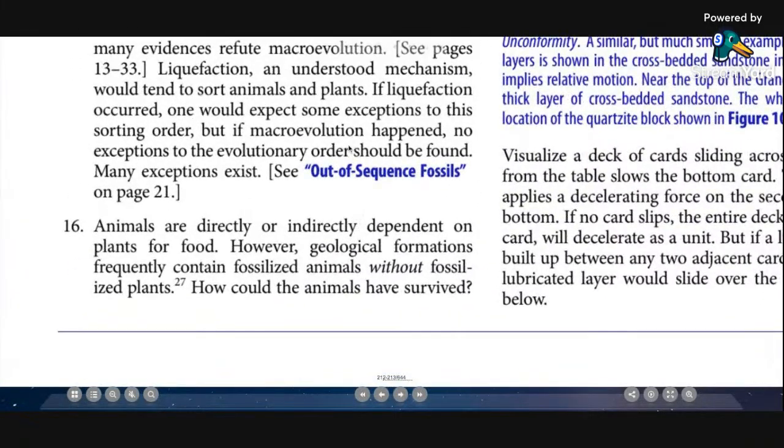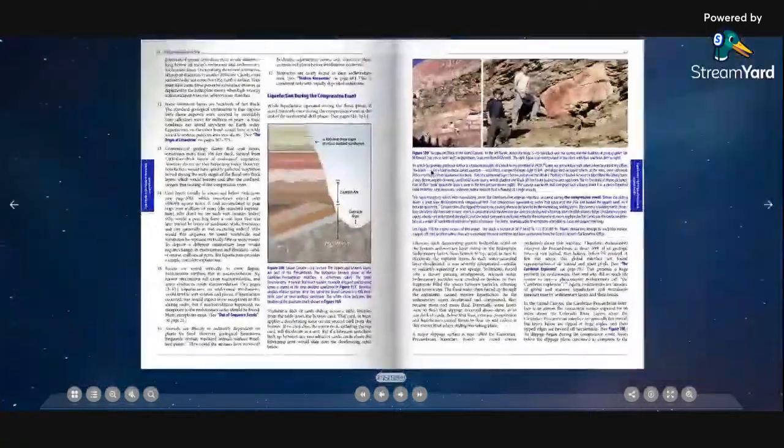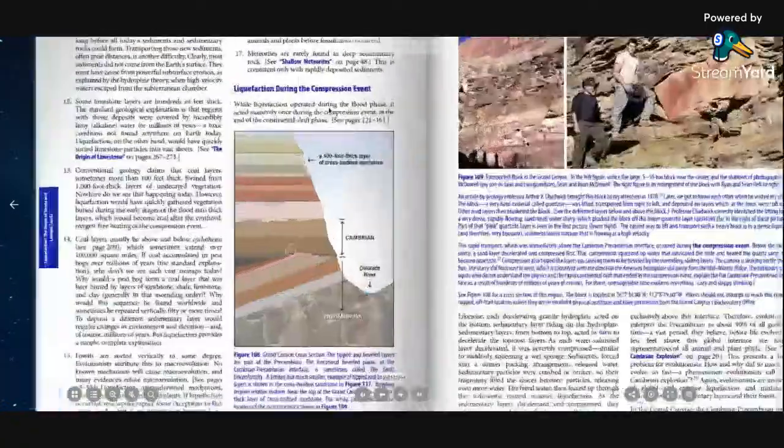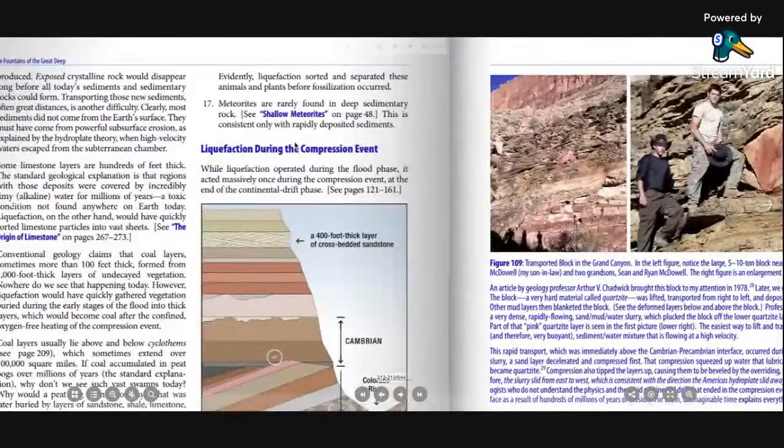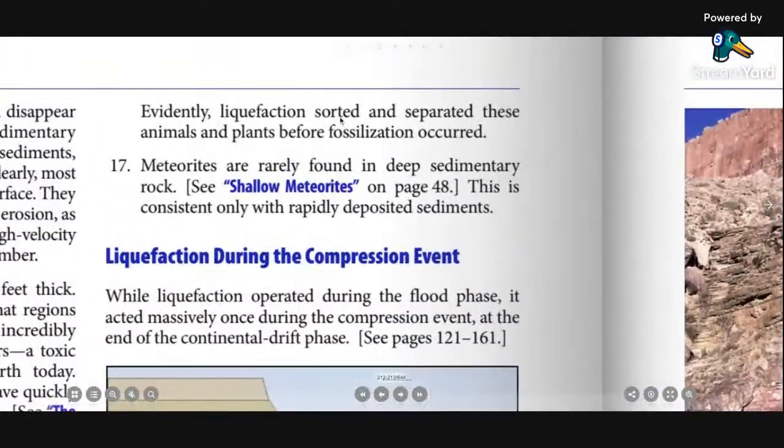16. Animals are directly or indirectly dependent on plant food. However, geological formations frequently contain fossil animals without fossilized plants. How could the animals have survived? Evidently, liquefaction sorted and separated these animals and plants before fossilization occurred.